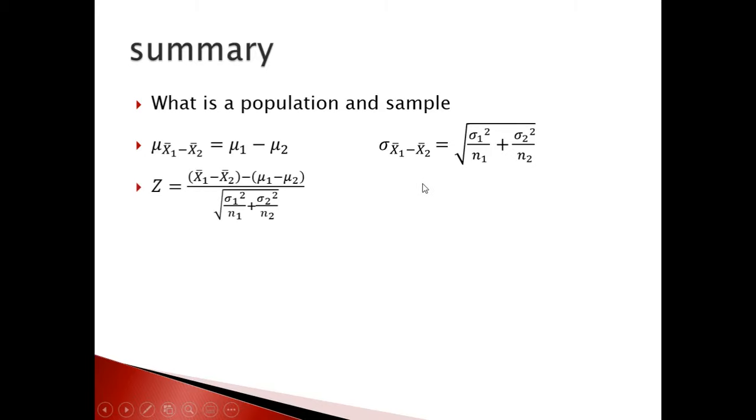We standardize our x1 bar minus x2 bar and we denote it using capital letter Z. So Z equals x1 bar minus x2 bar minus mu1 minus mu2, over the square root of sigma 1 squared over n1 plus sigma 2 squared over n2. And also in general we can denote that Z has a standard normal distribution, which has mean 0 and standard deviation 1.